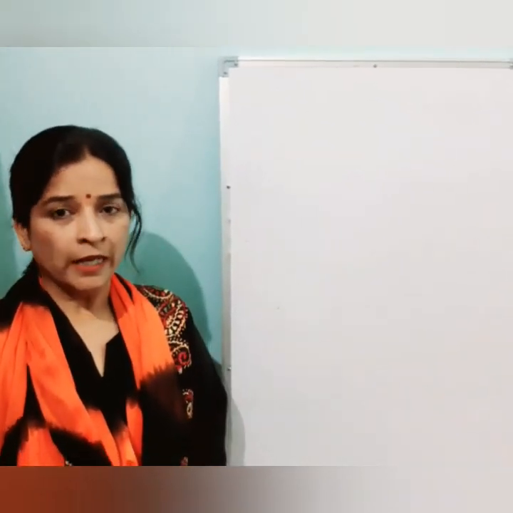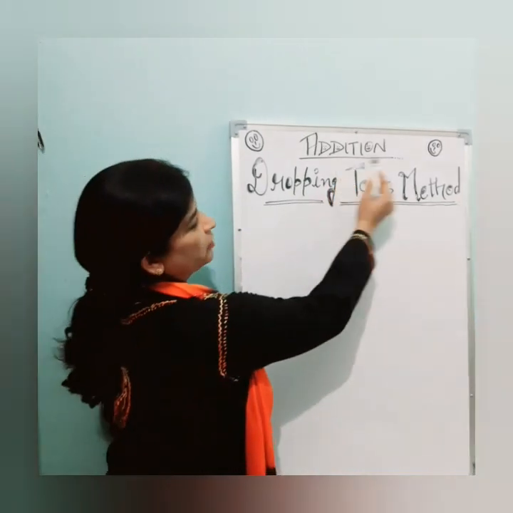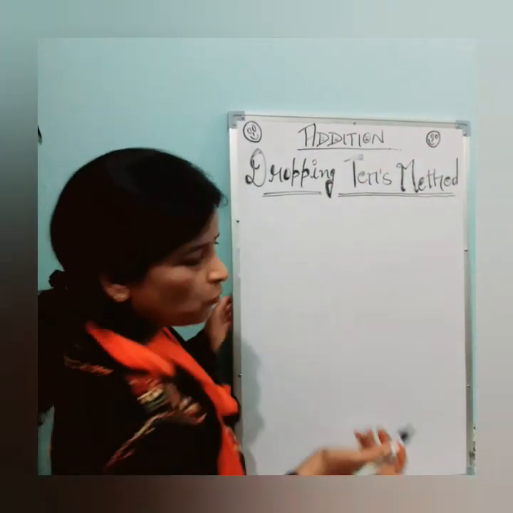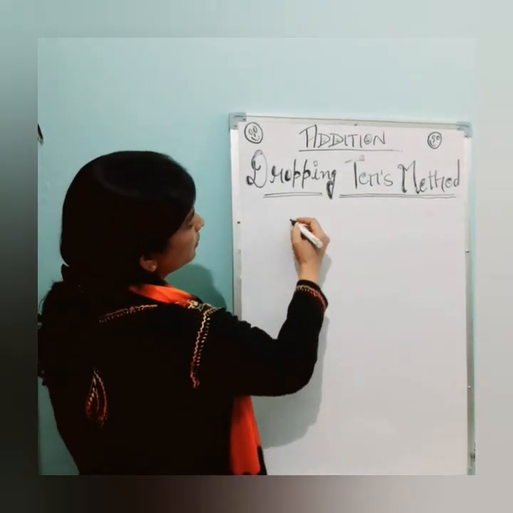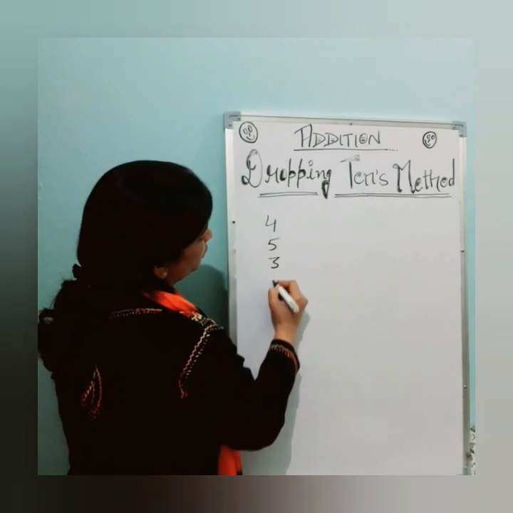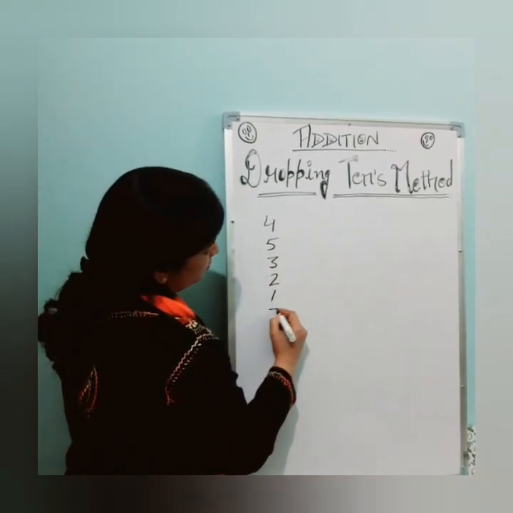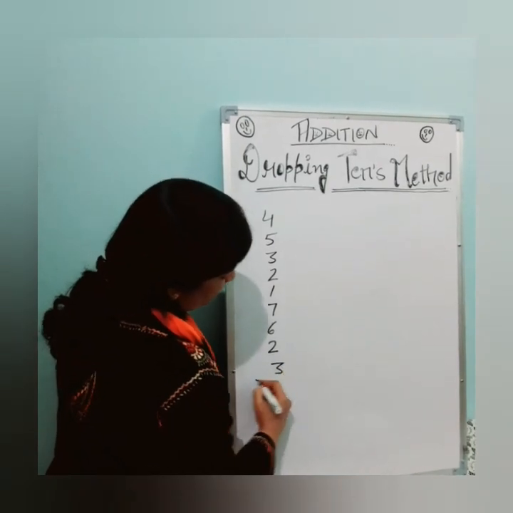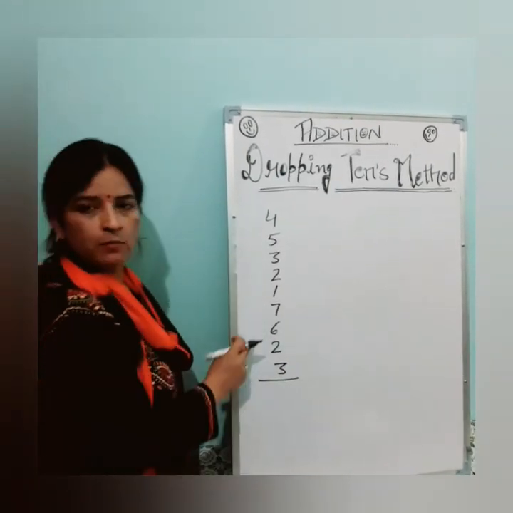So today we will try to learn a new and easy method, that is the dropping tens method. Addition with dropping tens method. So we will take an example: 4, 5, 3, 2, 1, 7, 6, 2, 3. We want to add these numbers.